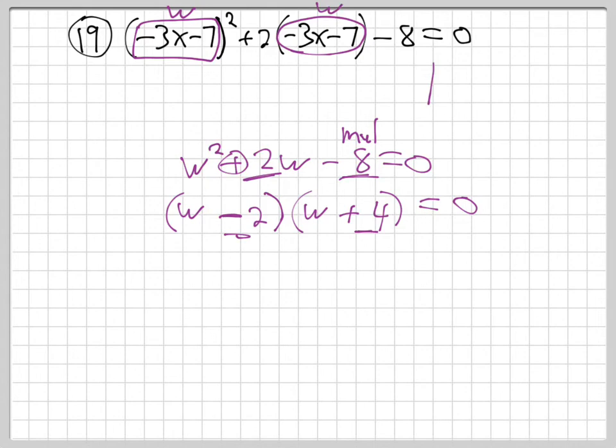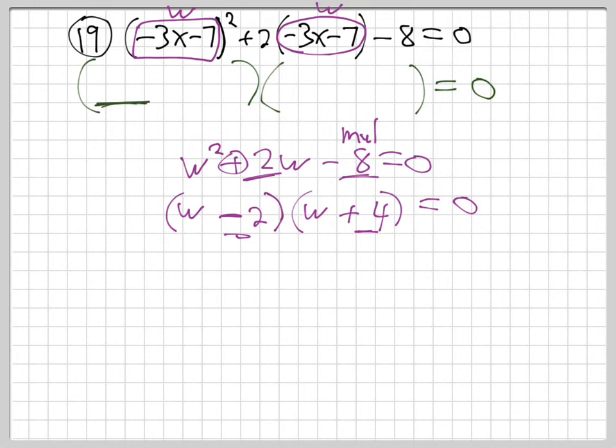You see, they're trying to throw you off by giving you the same pattern but making it bigger and uglier. But if you have eyes to see it, it's the same pattern. It's something squared plus 2 times that same thing minus 8 equals 0. It's just like the W one we just did. So what does that mean? Well, that means we do the big old parenthesis. It's going to be a little bigger in size, but the pattern's the same.